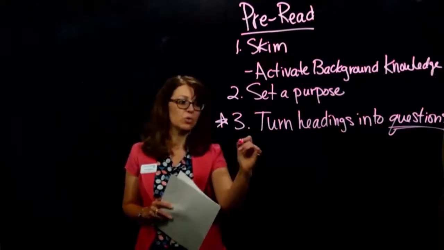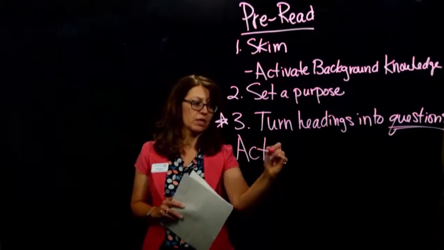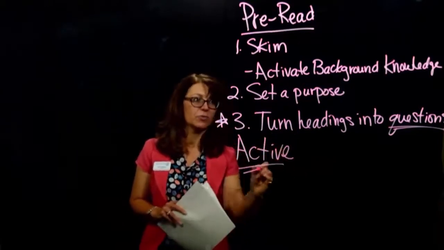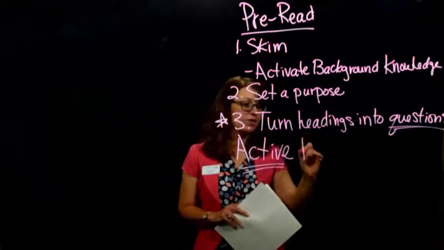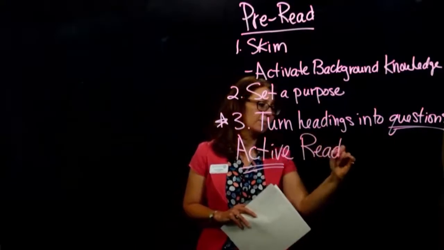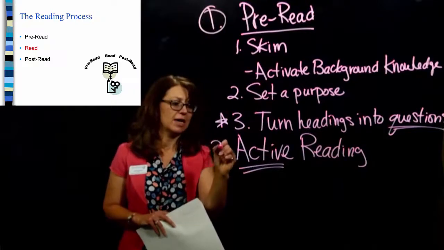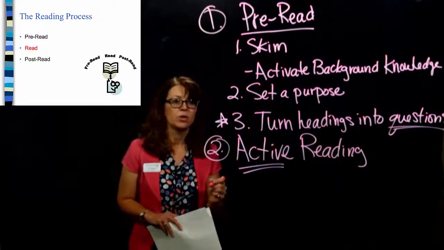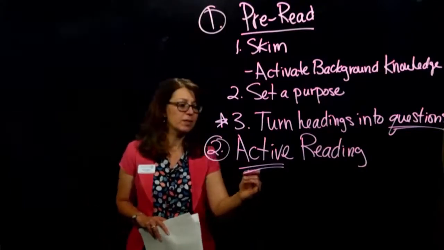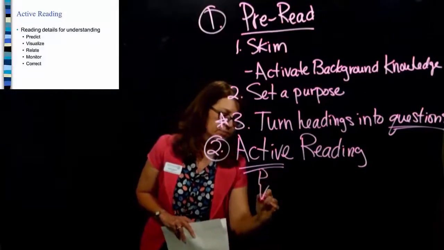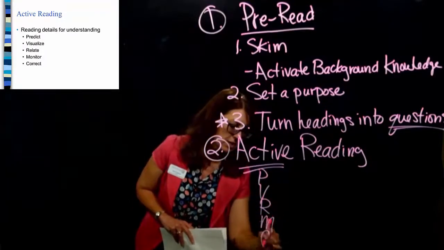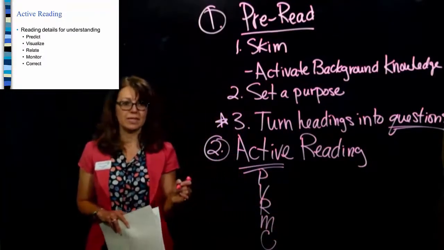Which brings us to what's called active reading. That's the second step. Okay, so this is step 1. Active reading is step 2. Well, there's some steps. We call them PVRMC. We're going to talk about what each one of those things mean.